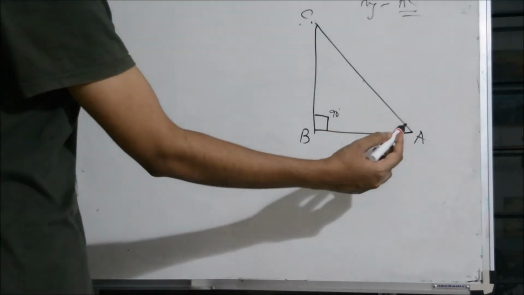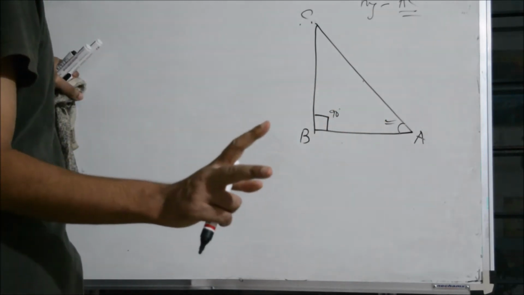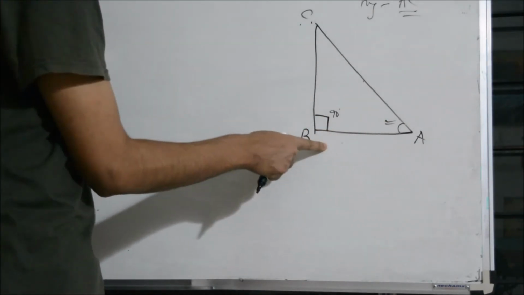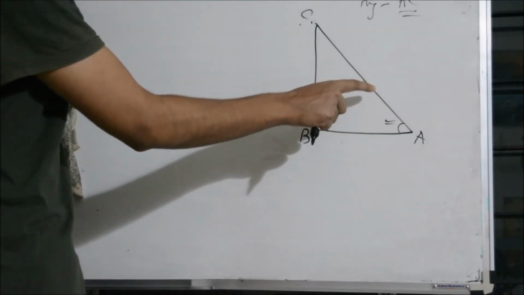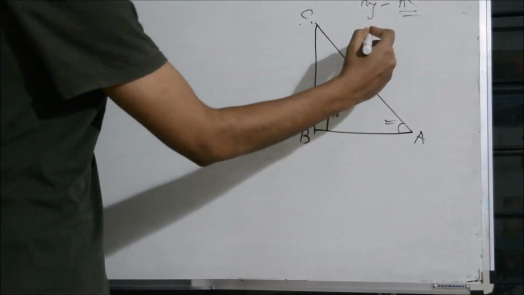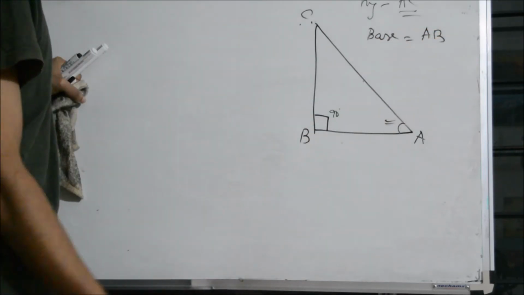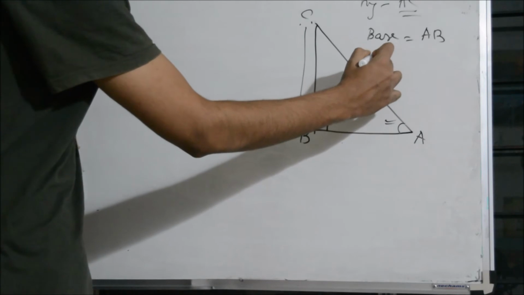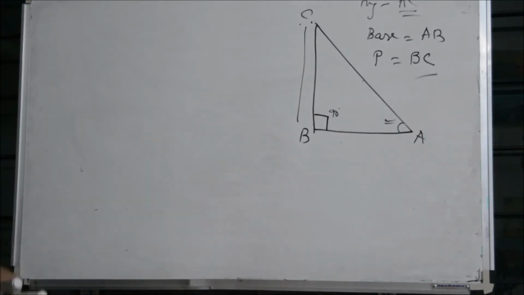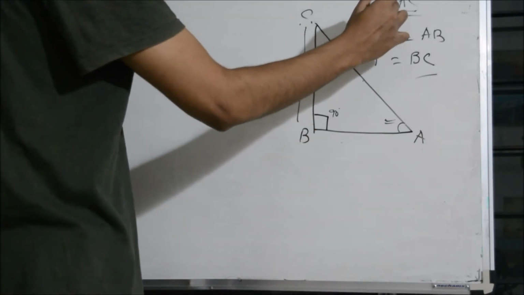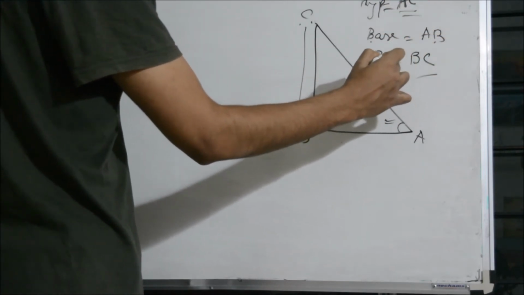Now let us consider angle A. When we are considering angle A, which two lines are making the angle? This hypotenuse and this line AB. So AB will be our base. The line that is making the angle with the hypotenuse is the base. And therefore our perpendicular will be BC. Now we got our three terms: hypotenuse AC, base AB and perpendicular BC.